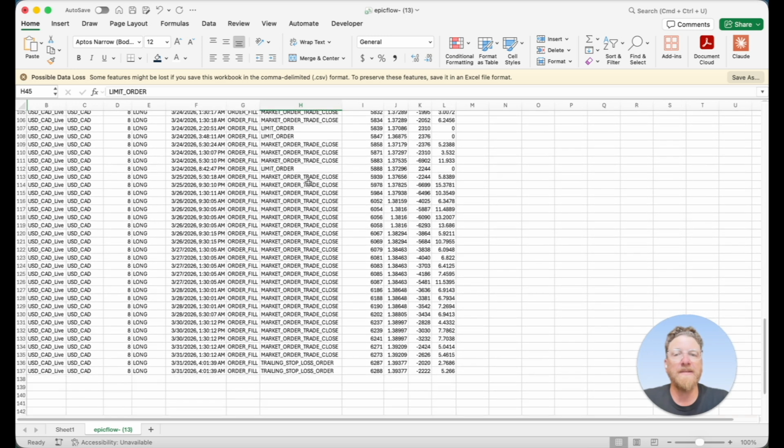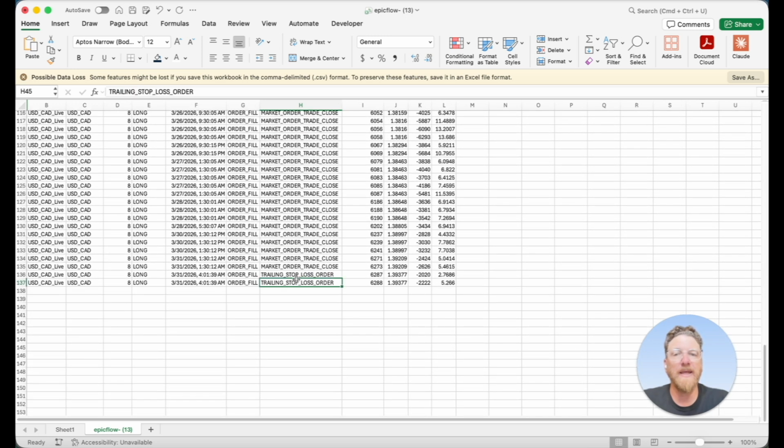And toward the end of the run, we can see that it hit our trailing stop. It hit the exit profit targets that we've set, and it will then trigger that trailing stop loss once that's reached.